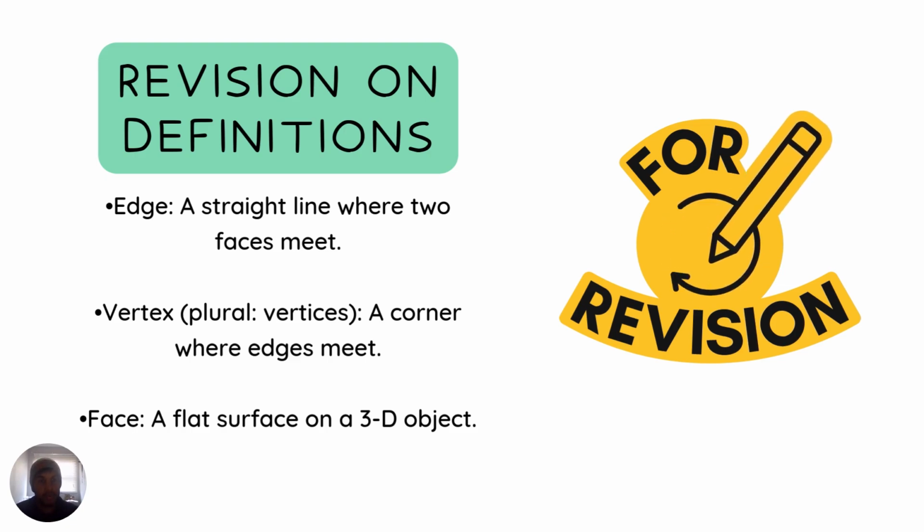So an edge in a shape, in an object, sorry, an edge is a straight line where two faces meet. Okay. A vertex is a corner where the edges meet. And lastly, a face is a flat surface on a 3D object. If I went too fast, you can just pause the video here and you can read over the definitions to make sure that you comprehend and understand what it is that I'm saying.